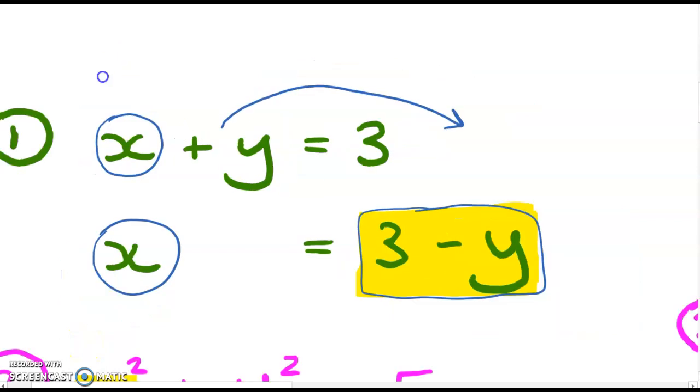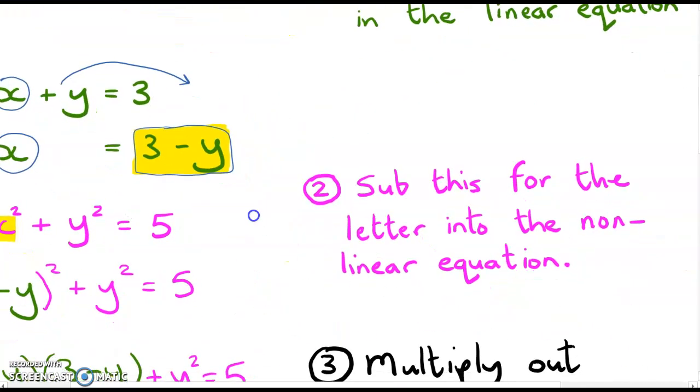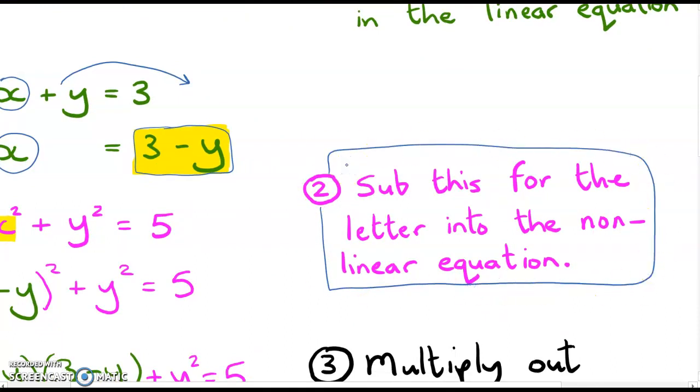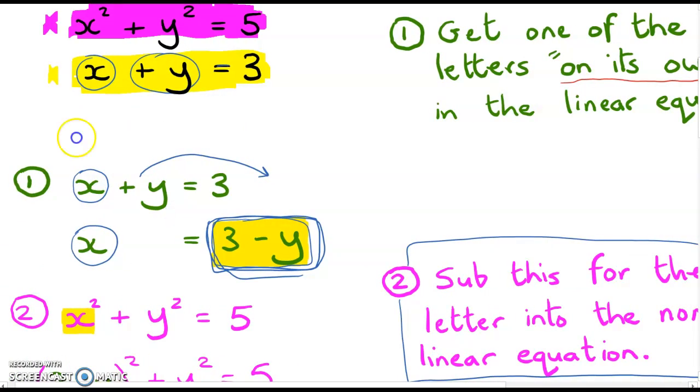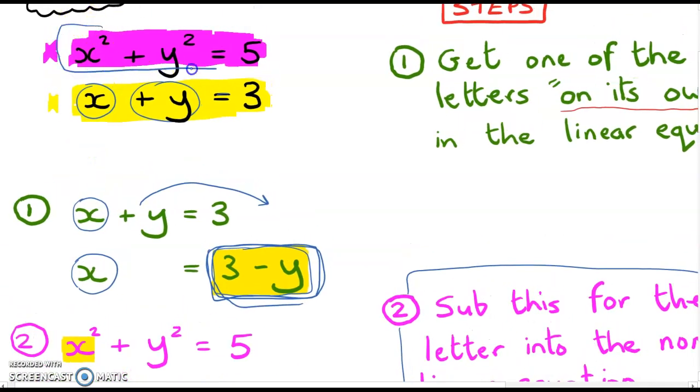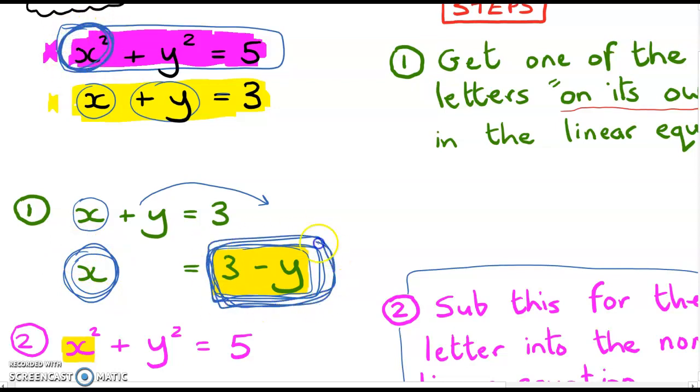Okay, so let's see now what we can do next. What's the second step? We're going to sub this in to the nonlinear equation. So whatever it is that we got when we got x on its own, so we got 3 minus y, we're going to sub that in to the nonlinear equation up here. And instead of using the letter x in the nonlinear equation, we're going to put in 3 minus y instead of it. So this is probably the most difficult part of these questions, so take your time when you're doing them.